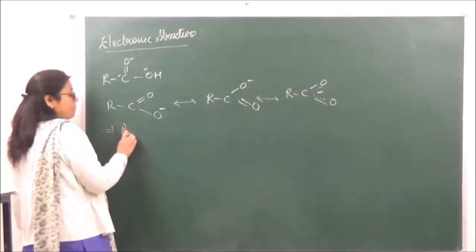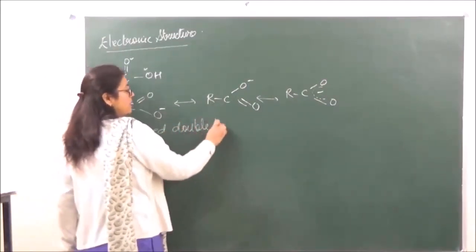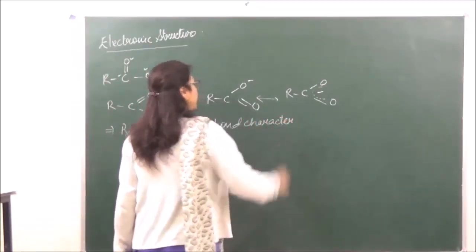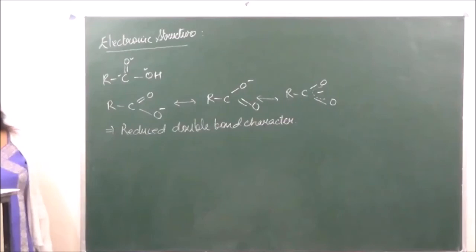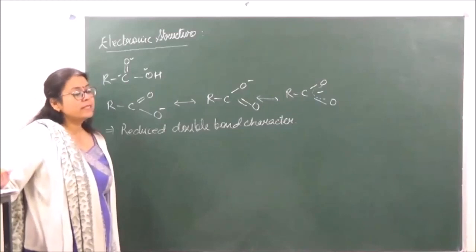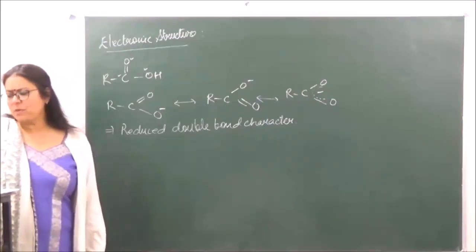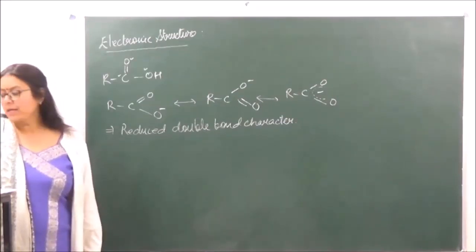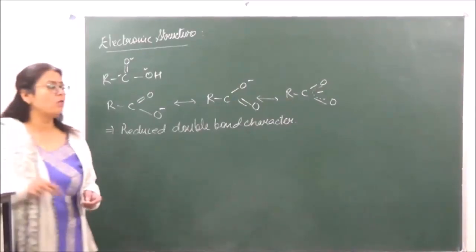They have a reduced double bond character due to resonance. So that is the reason why the carboxylic acids do not give the reactions of the carbonyl group. The reactions in this case, when we study, we will see are quite different from those of aldehydes and ketones. Okay? So today we will do only till here. Tomorrow we go on to the chemical properties of carboxylic acids.